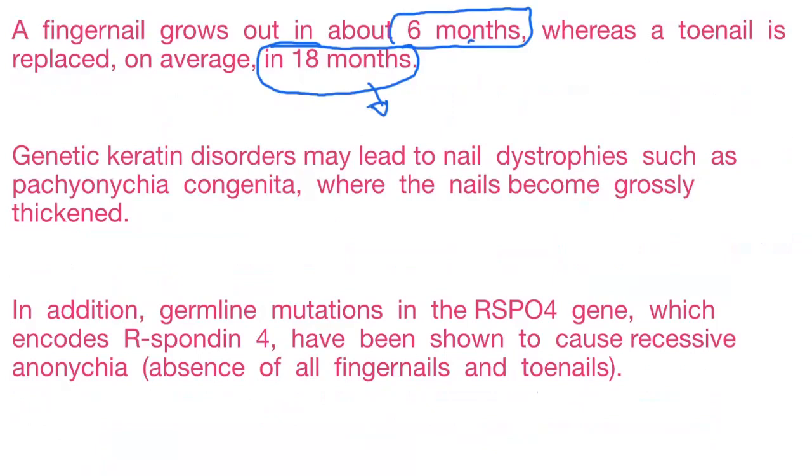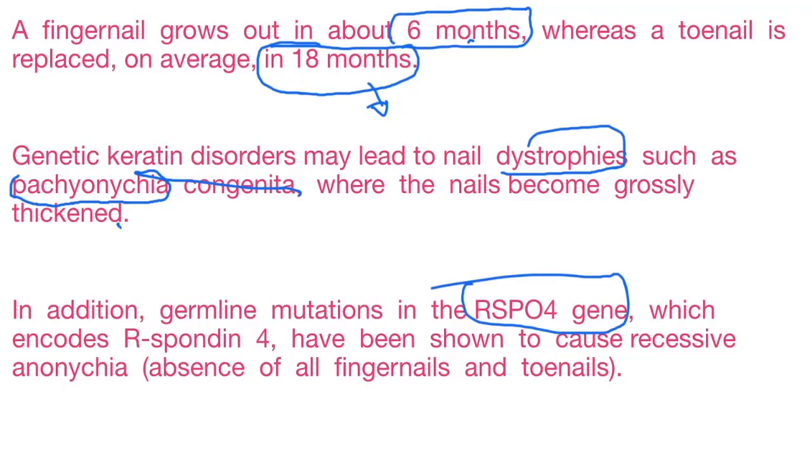Genetic keratin disorders may lead to nail dystrophies such as pachyonychia congenita, where the nails become grossly thickened. In addition, germline mutations in the RSPO4 gene, which encodes R-spondin 4, have been shown to cause recessive anonychia, absence of all fingernails and toenails. Remember that, anonychia is a genetic disorder.